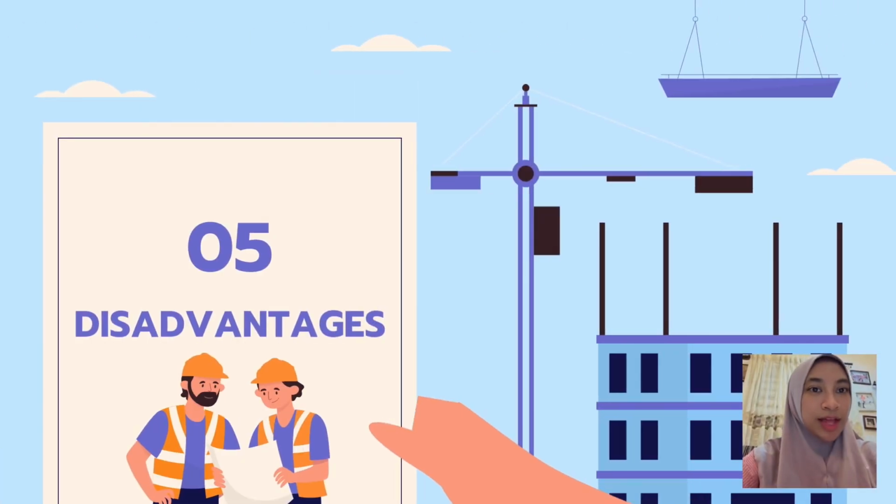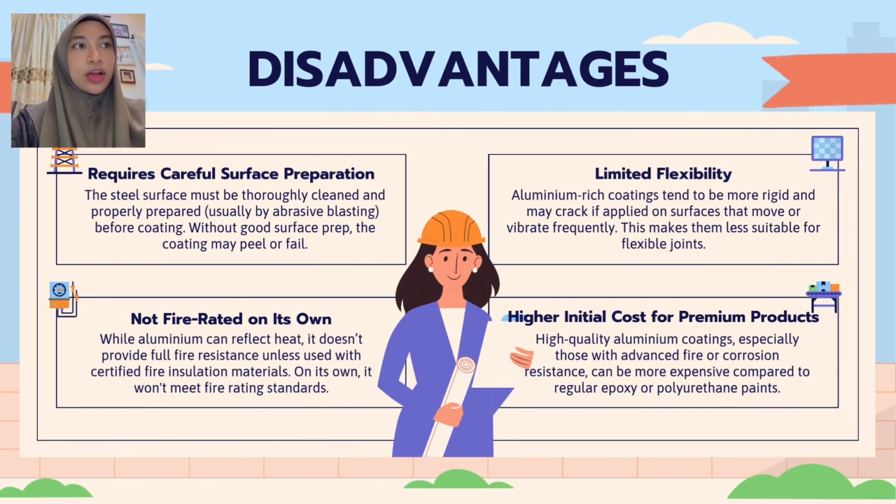Thank you. Now, I will continue with the disadvantages. Although aluminium coating offers many advantages, it also comes with some disadvantages. Number 1, it requires careful surface preparation. The steel must be completely clean before applying the coating. If any rust, dirt or grease is left behind, the coating might fail or peel off. This increases labor time and cost in the early stages.